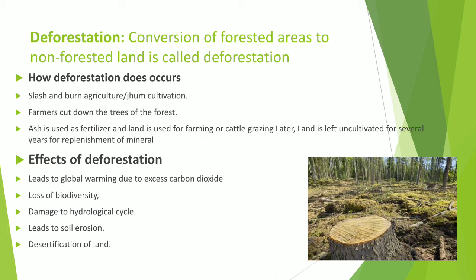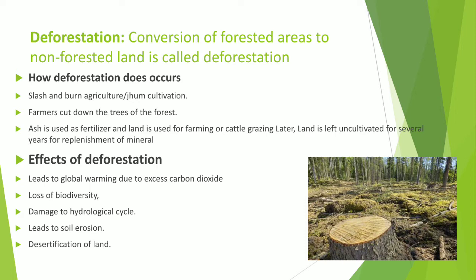So regarding this, why does the cutting down of the forest take place? Slash and burn agriculture or jhum cultivation is nothing but cutting down of the forest. They cut down and burn the forest for the cultivation of crops, and that is called jhum cultivation.